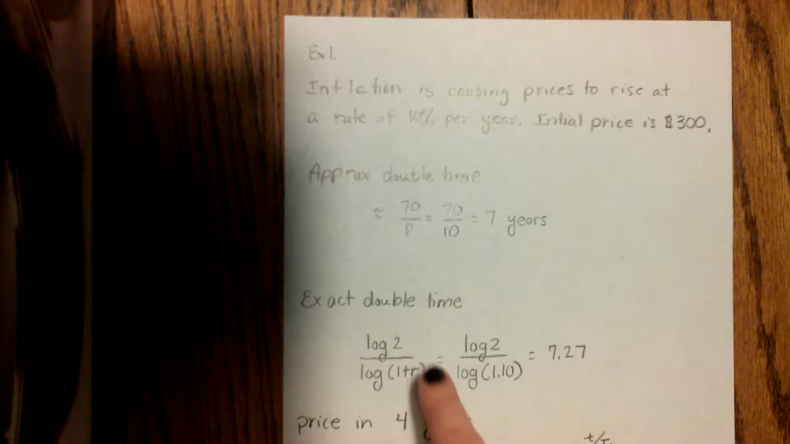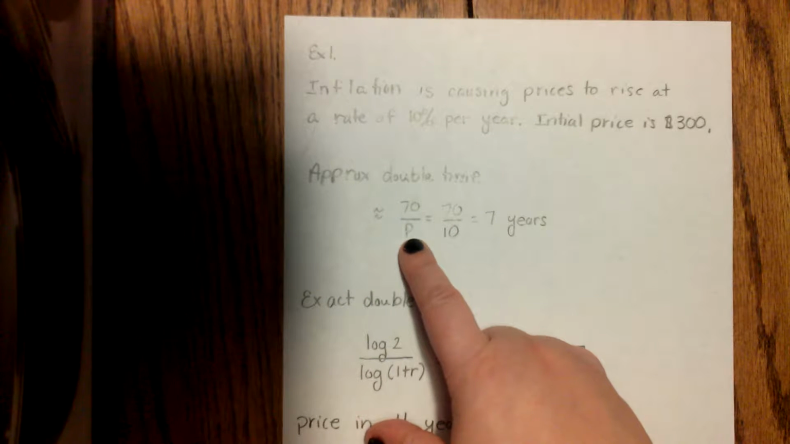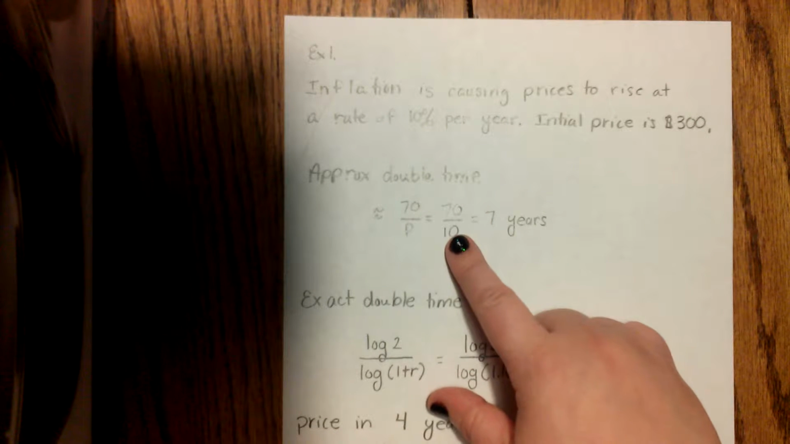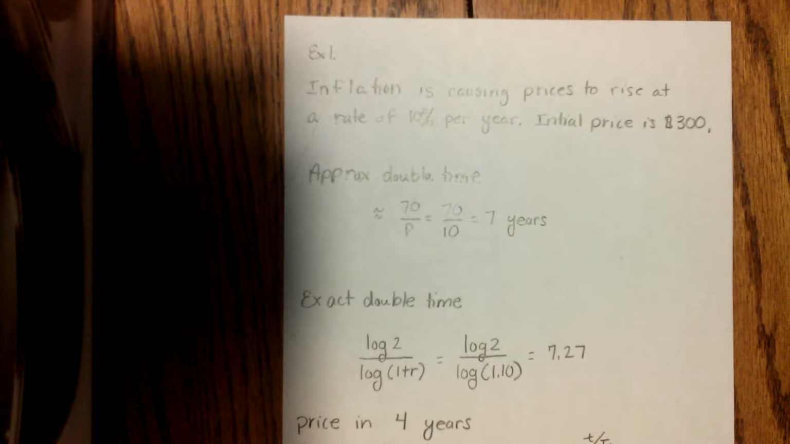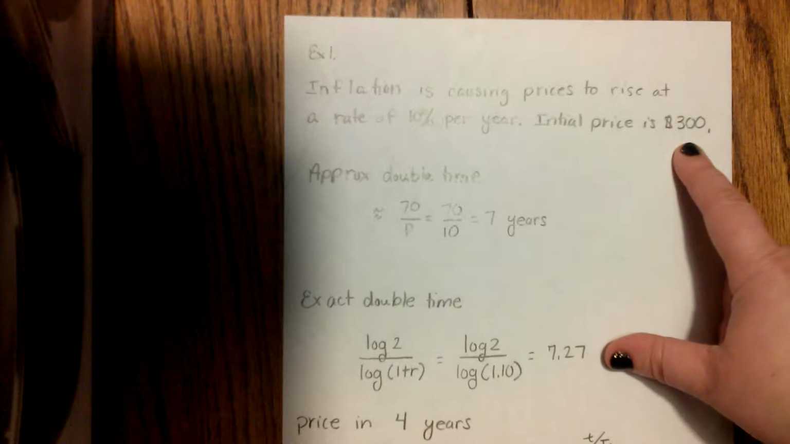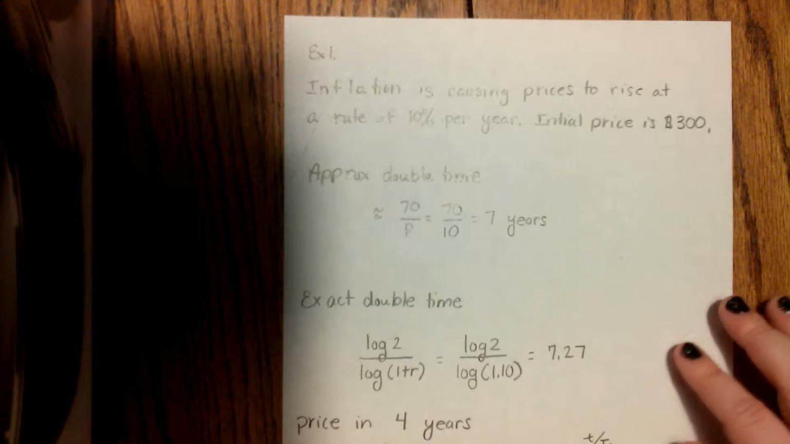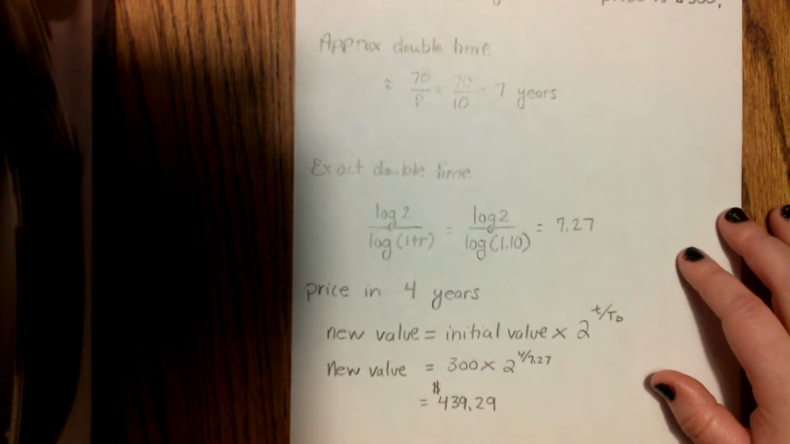So the formula for approximating double time is you take 70 divided by P, where P is your percentage that it's growing. So I'm going to take 70 divided by 10, which gives me 7 years. So in approximately 7 years, this 300 is going to grow to 600. Now this is only an approximation. If I want to find the exact double time, we have to use logarithms.